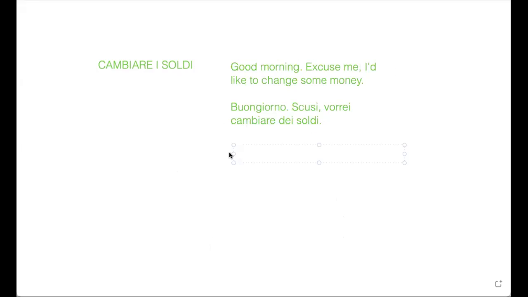Next, the shopkeeper would say, what do you want to change? Che cosa desidera cambiare? Repeat after me. Che cosa? What thing would you like to change? Desidera cambiare. Desidera is what you desire. What you desire to change. Che cosa desidera cambiare? You have to repeat after me.